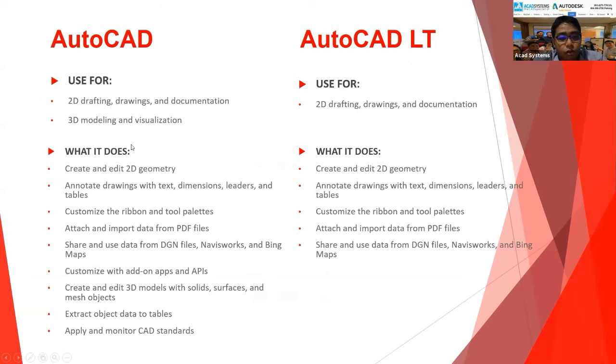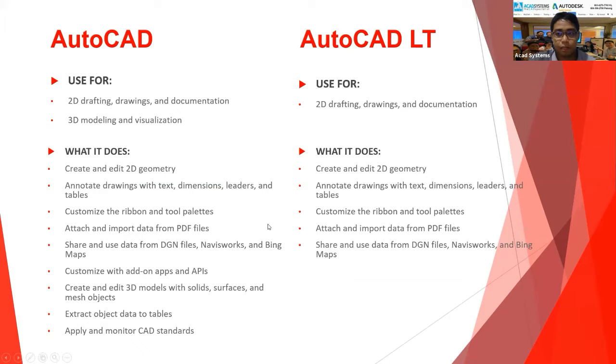If you take a look at what it does, we can see some similarities. Both can create and edit 2D geometry. Both can annotate drawings with text, dimensions, leaders, tables, and so on. Both can customize the ribbon, attach and import PDF files, and share and use data from DGN files, Navisworks, and BIM files. So basically, this is for 2D drafting capabilities.